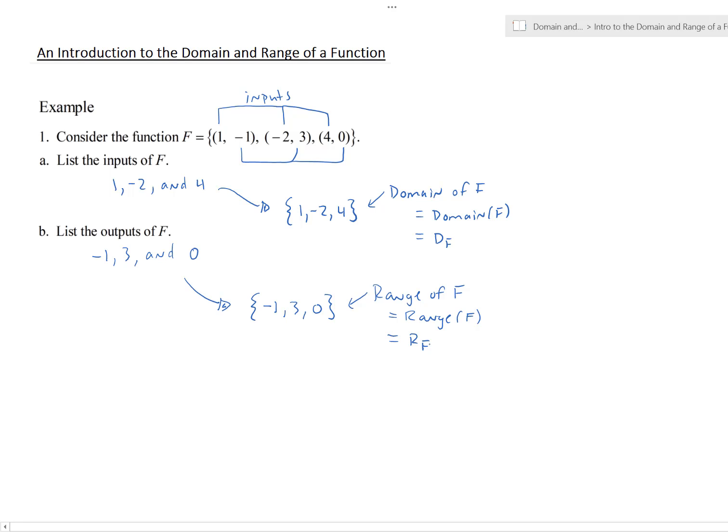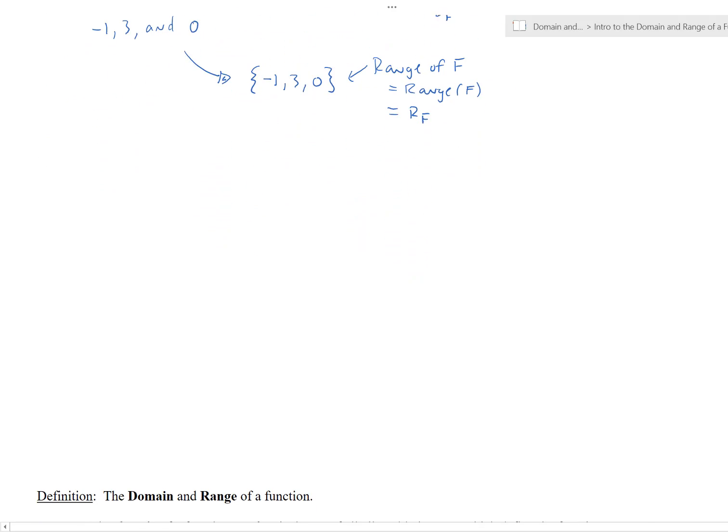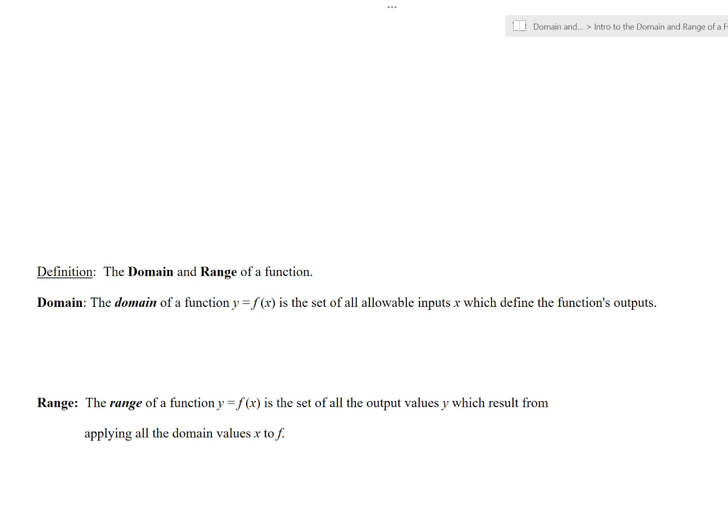So, okay, that's great. Let's actually write down what the domain and the range of a function are in general. So here we have given to us the definitions. If we have a function y equals f of x, the domain of the function is the set of all allowable inputs which define the function's outputs.